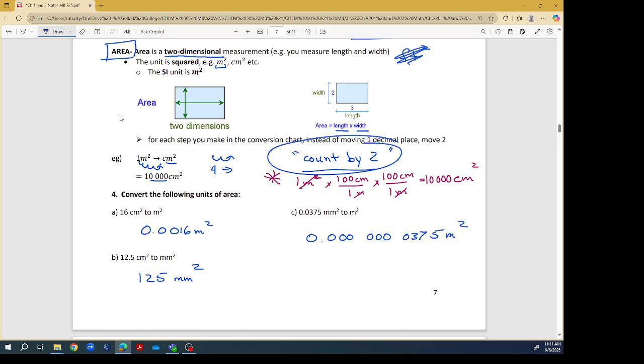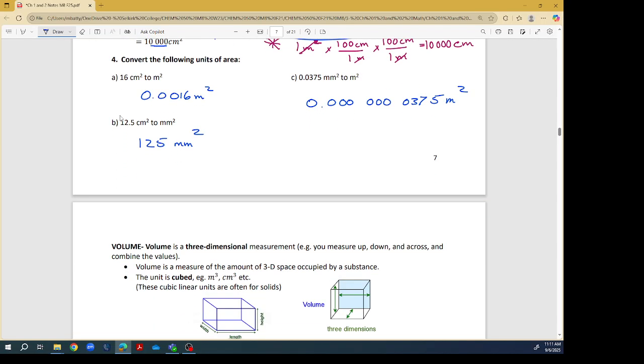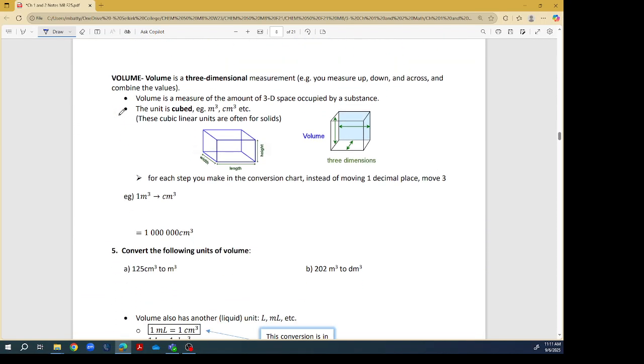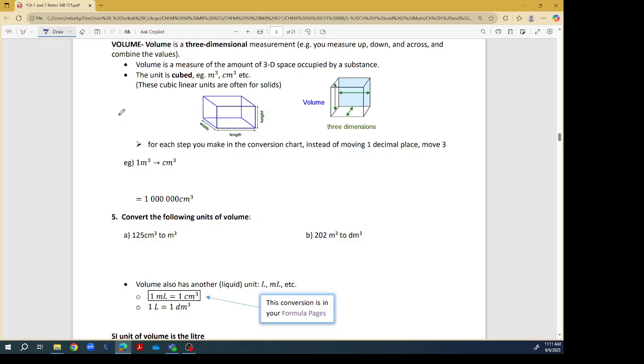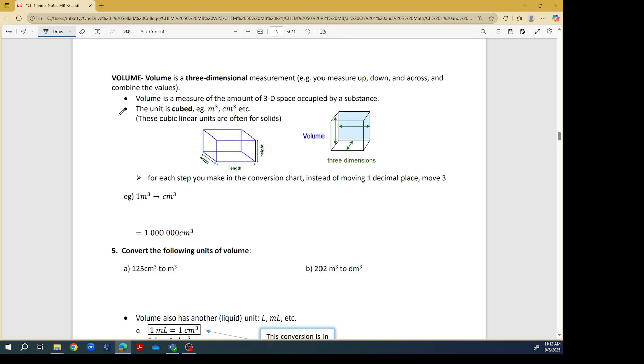If we're going to move on, and we will, to 3-dimensional measurements, what we're talking about here would be volume. And so we could talk about 3 different parts. We could talk about length, width, and height. And so in these, you end up with cubic measurements. And so cubic linear measurements are often for solids. They might be meters cubed, centimeters cubed, decimeters cubed.